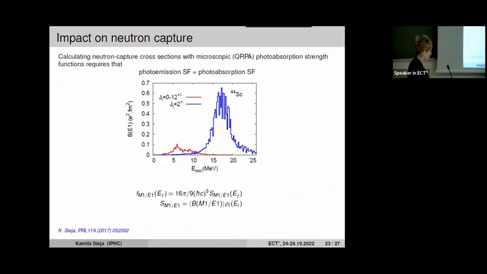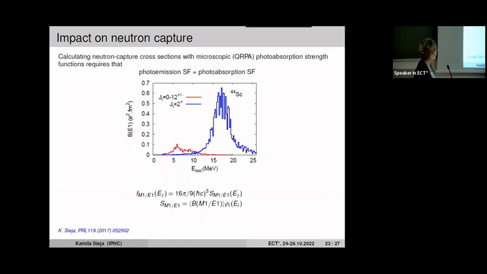So the last part of my talk is the second aspect of the Brink-Axel hypothesis, because as we said, if we take a QRPA strength function and we want to calculate the neutron capture, then we have to assume that the photoemission and photoabsorption strength functions are the same. And we know that it is not true, and it was shown as well. I mean, the shell model gives you this possibility to state that this is indeed not true.